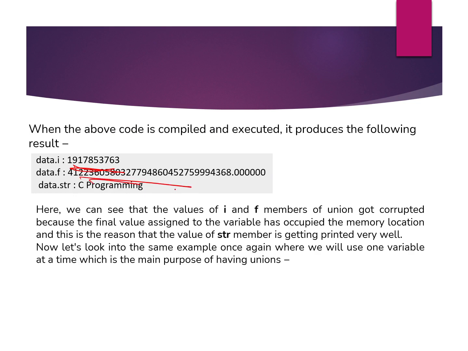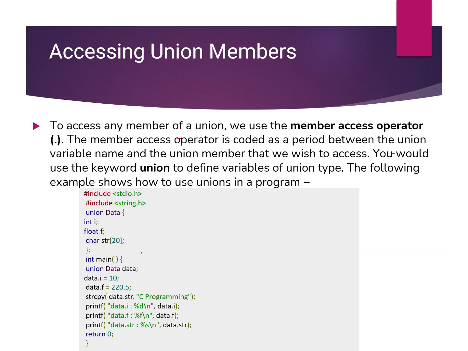So in the starting, what happened? When we tried to initialize these values, the earlier ones got corrupted. This is what happens in the case of union, because only 20 bytes of memory were created, and that got occupied by the last value. C programming took the 20 bytes of memory. So the two got overwritten.